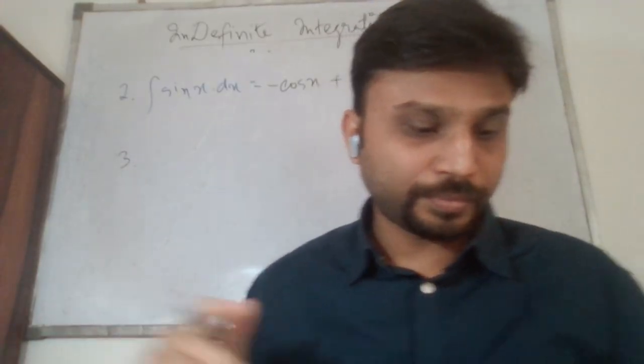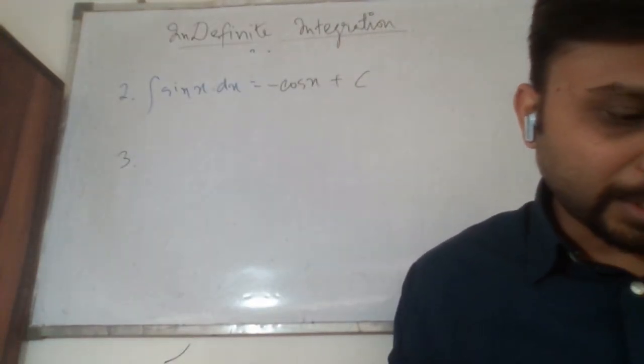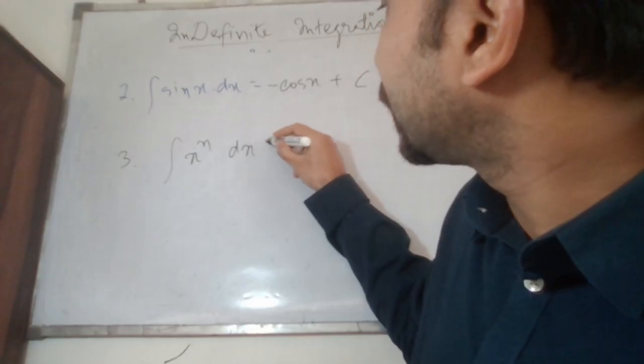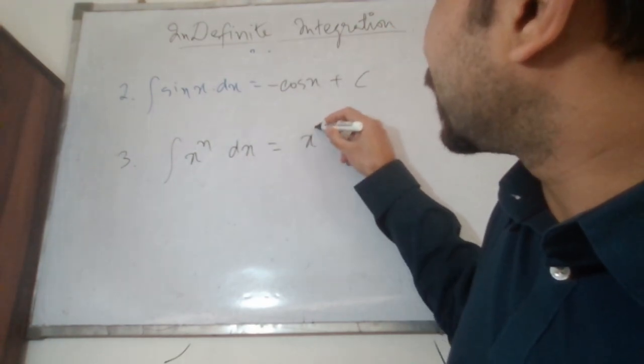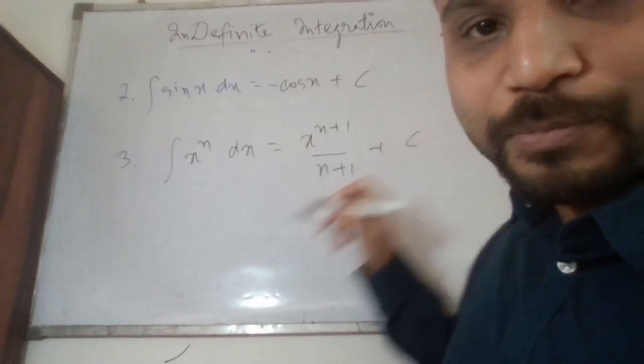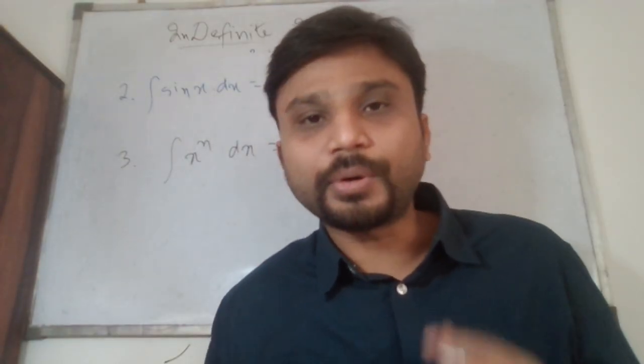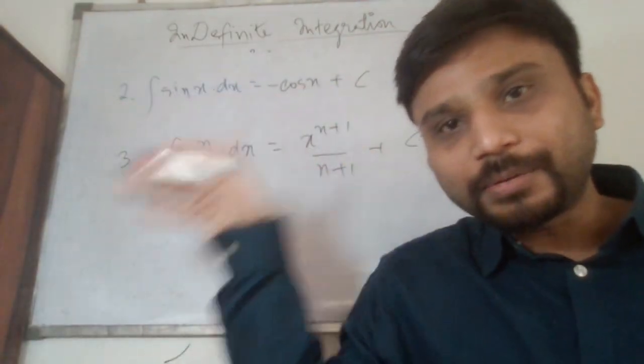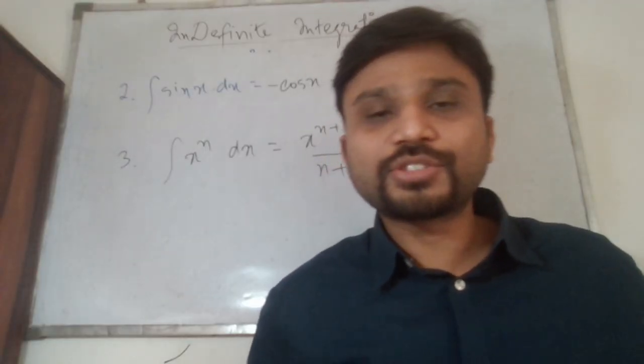Next, the next function which we have is x to the power n dx. Its value is x to the power n plus 1 upon n plus 1 plus c. So this is rather easy to remember. Your power gets added up and that added value comes in the denominator. So it's pretty straightforward.